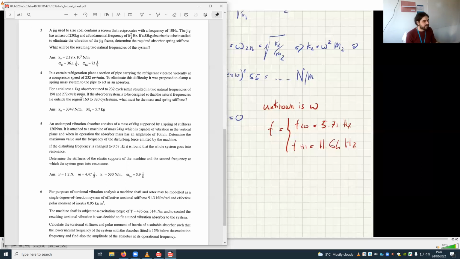Now we want to design a proper absorber, not a trial absorber, a proper absorber that has the natural frequencies outside of this region, 160 to 320. It must be outside of that, because we know that the compressor will be operating in those speeds. So your natural frequencies, omega low and omega high, should be away from the operating range of the compressor. So what must be the mass and the stiffness of the stock bridge damper, which is a mass damper?